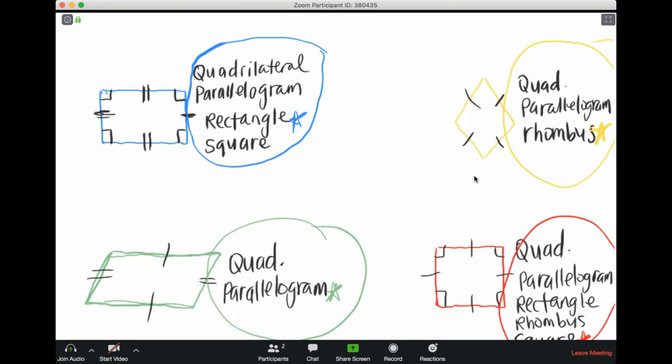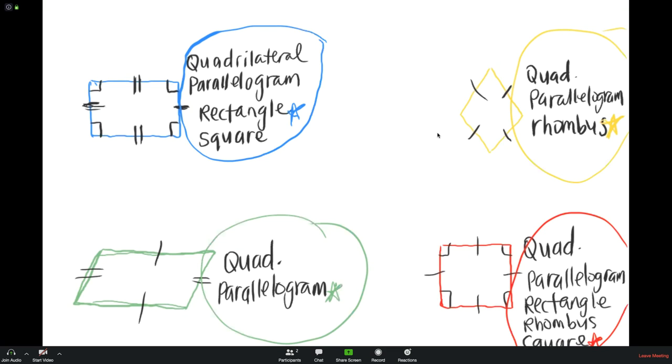So in your homework, that's basically what you're going to be doing. You're going to identify and give as many names as possible for the shapes. Because there are many names, there is one that has the most specific name, kind of like what you did in 15-3. So now you're giving all the names plus the most specific.